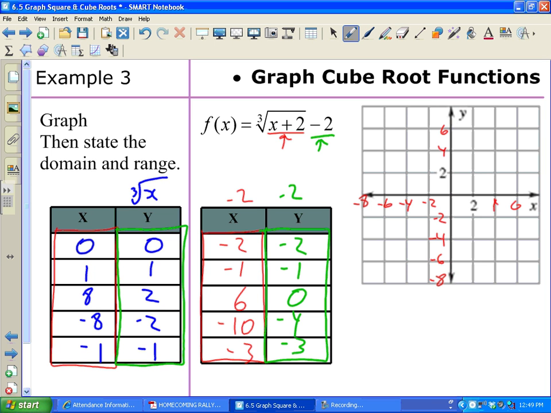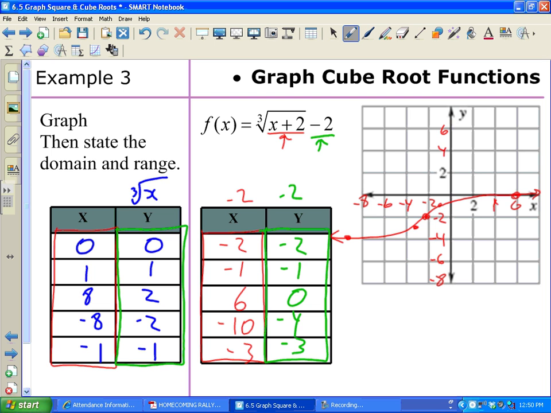-2, -2 for me is right there. -1, -1 is right there. 6, 0 is there for me. -10, -4 is off my chart about here. And -3, -3 is there. Go ahead and connect the dots. And we have our graph sketched.